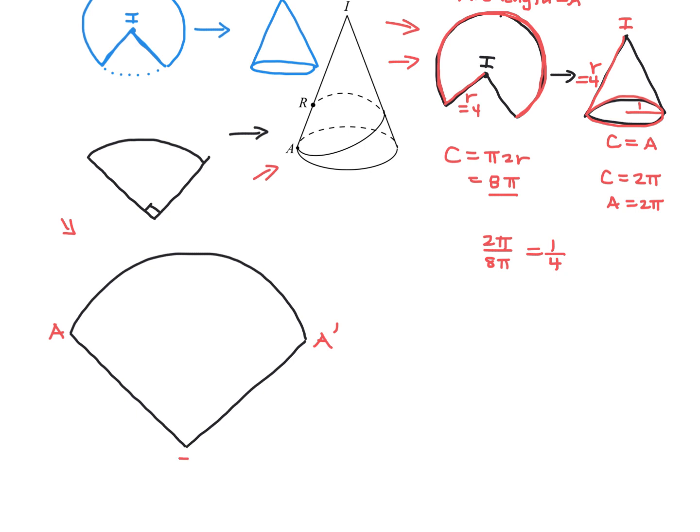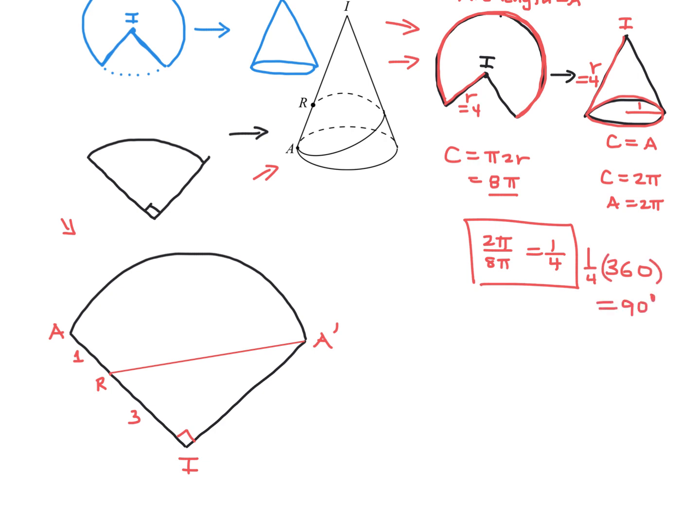And then this is I. And then R is here. And this is 3, and this is 1, according to what they told me in the question. And anything else? I got to go from R to A prime. So I'm going to draw a line that goes there. Okay, good. And what else do I know? I know that this is 90 degrees because the full circle has 360 degrees, so a quarter of that would be 90 degrees. That's why that's a right angle.